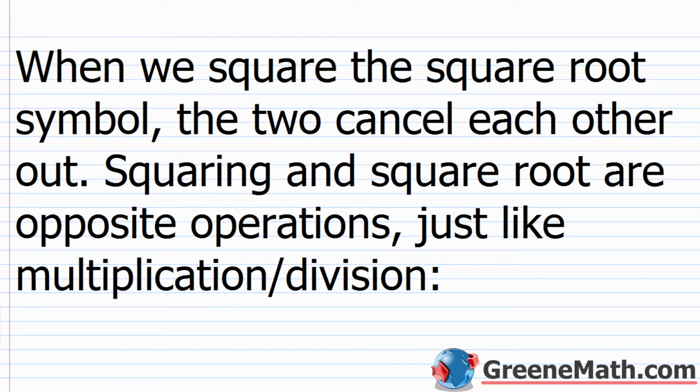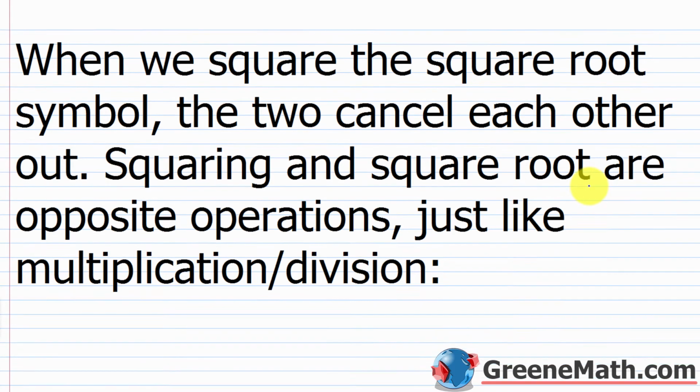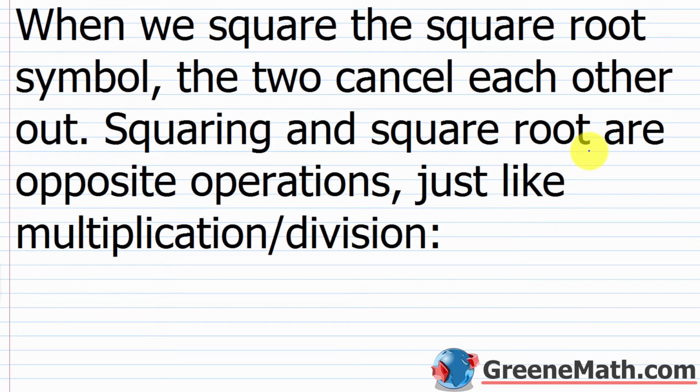All right, so let's talk about something that is going to come up kind of as we move forward. When we square the square root symbol, the two cancel each other out. So squaring and square root are opposite operations, just like multiplication and division. So in other words, if I had something like 5, I start with that. Let's say I divide 5 by 3, and then I multiply by 3. Well, what's going to happen?